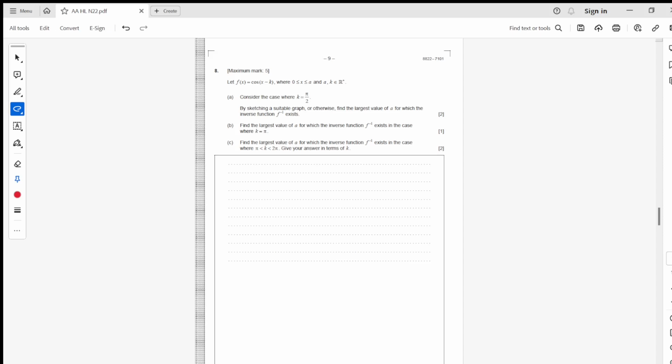For the next question, we have this function f of x is equal to cosine of x minus k. In the first case, k is equal to pi over 2, and this is just sine of x. So what we need to do is just sketch the graph.